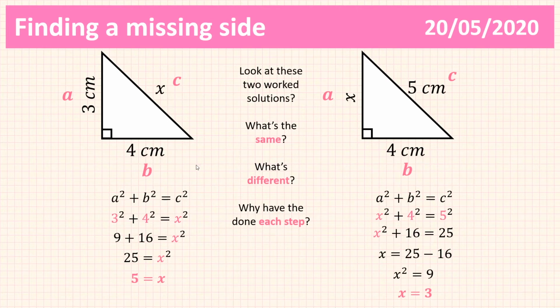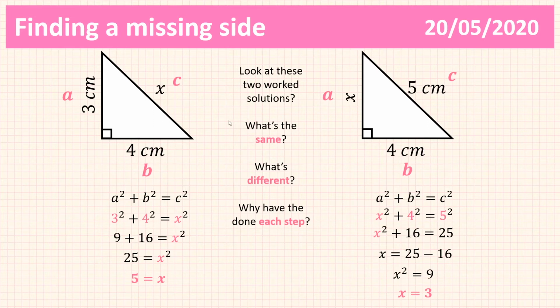What else do we have? Let's have a think. So the base of these two triangles is 4 centimeters. So one of the lengths is 4 centimeters on both of them. We've got that one. On the left hand side, this height here is 3 centimeters. And then the missing side, the hypotenuse, is 5 centimeters. Over here, the hypotenuse is 5 centimeters, and the missing side, which is the height, is 3 centimeters.